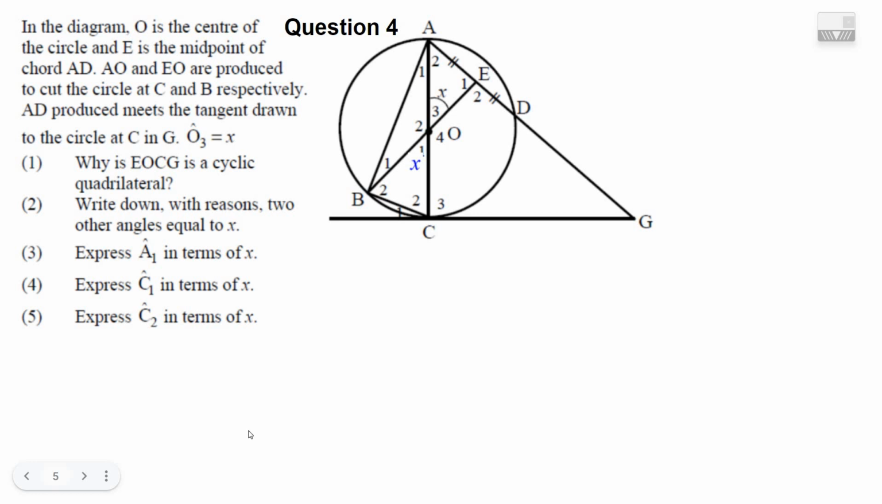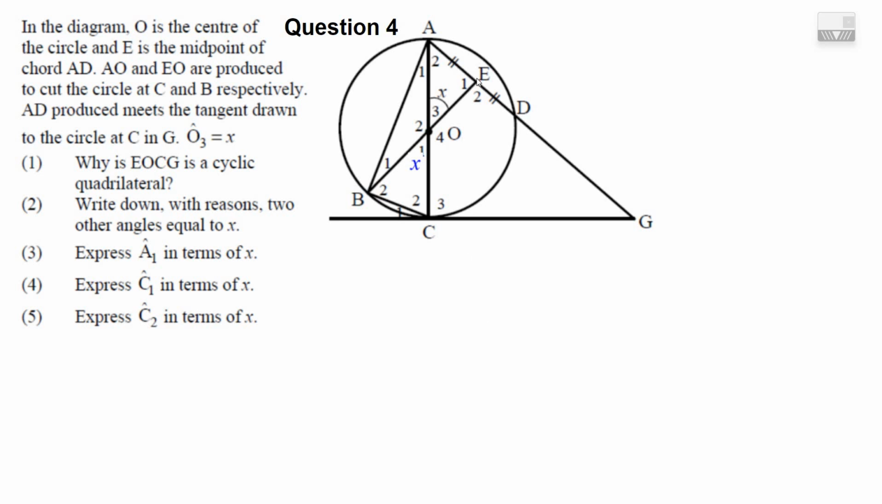Okay, let's try the last question here. Let's read all the stuff first. It says in the diagram, O is the center and E is the midpoint of AD, so those two sides are equal to each other. We're going to need that, I think. The other really important thing is that this CG is a tangent line. They give us that O3 is equal to X, and that's pretty well the stuff we need to be able to do this question.